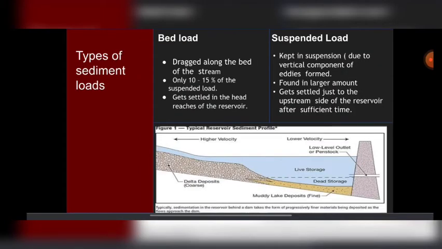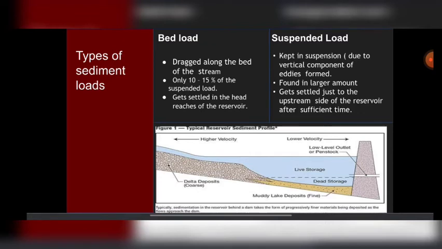Types of sediment loads. The sediment transported by the river can be divided into two heads: A. Bed load and B. Suspended load. The bed load is dragged along the bed of the stream. The suspended load is kept in suspension because of the vertical component of the eddies formed due to friction of flowing water against the bed. The bed load is generally much smaller, about 10 to 15% of the suspended load.